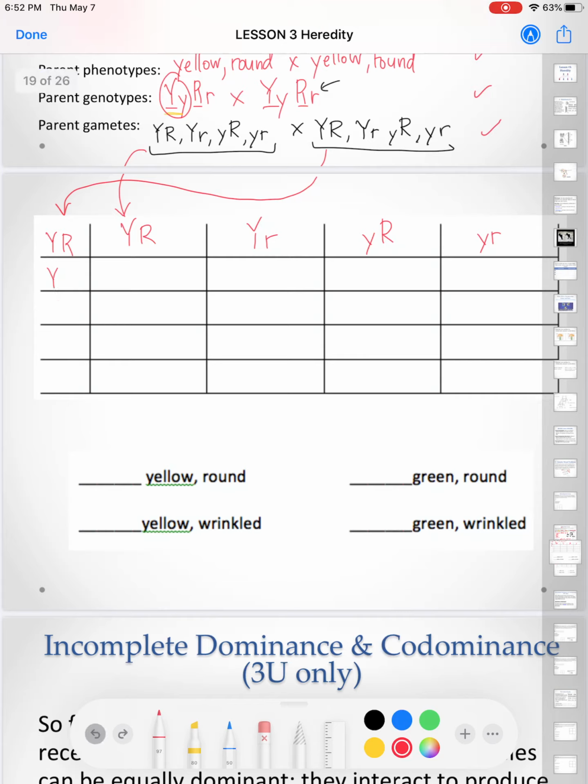Oops, I screwed up there. I have to put them down. Sorry about that.